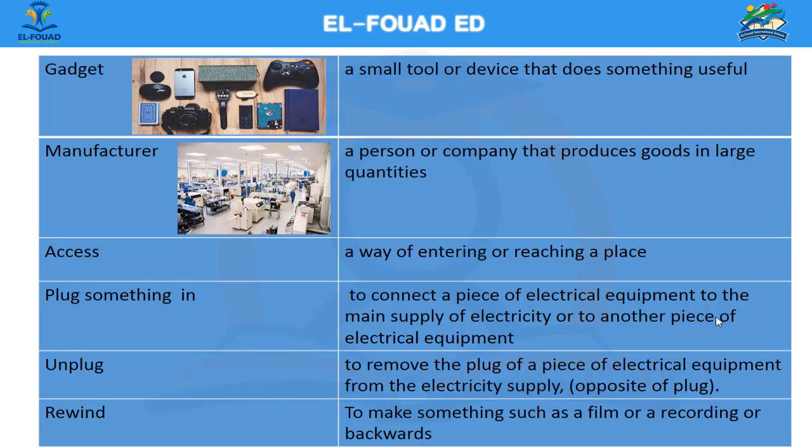Access. A way of entering or reaching a place. For example, everyone has the right of equal access to public service in the country. Plug something in. To connect a piece of electrical equipment to the main supply of electricity or to another piece of electrical equipment. For example, I plug the TV in. Unplug, to remove the plug of a piece of electrical equipment from the electricity supply. The opposite of plug in. For example, I'm not surprised that the computer doesn't work. You haven't plugged it in.